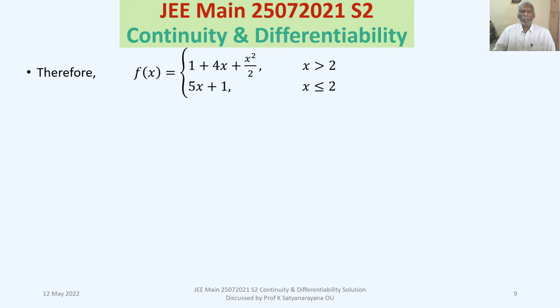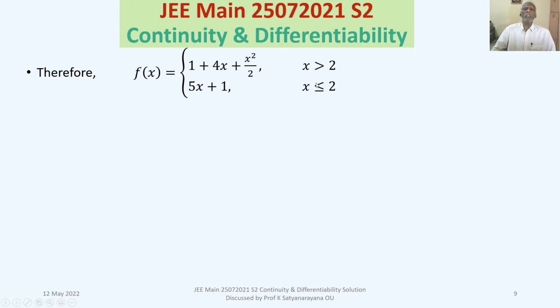We have that function. Now, we have already discussed x is equal to 1. By this definition of the function, if at all there is some trouble regarding continuity and differentiability, it will be only at x is equal to 2. Otherwise, it is a continuous function. This is also a continuous function.